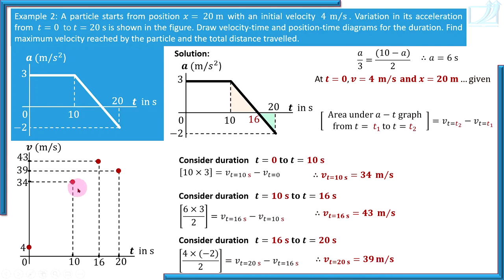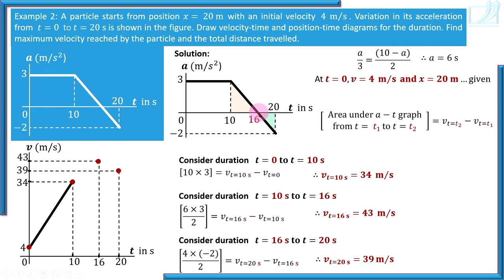Now join these points, but to identify the correct shape of the curve, refer to the AT diagram. Why? Because acceleration is the slope of the VT diagram. From 0 to 10 seconds, acceleration is constant, meaning slope of the VT diagram is constant. Check here, it is a straight inclined line. Now from 10 to 16, acceleration is reducing, so here the slope should reduce. So draw a reducing slope curve. Not only that, at t equal to 16, acceleration is 0. So the slope should become 0 here, meaning the curve should become horizontal at t equal to 16.